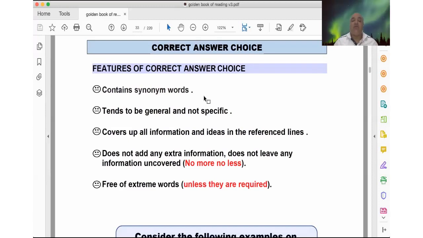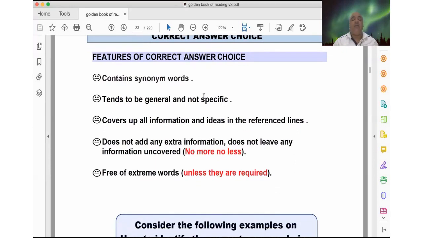The correct answer choice's attributes are: number one, a correct answer choice should contain synonym words. A synonym word is a different word that gives the same meaning or same idea. The correct answer choice tends to be a bit general and not specific, not broad, but a bit general, and not extreme or specific. The correct answer choice is qualified by no more, no less.